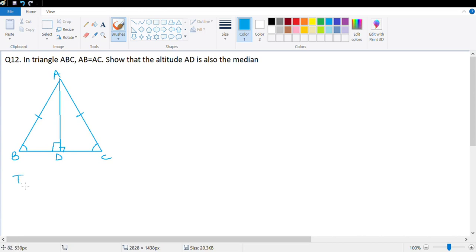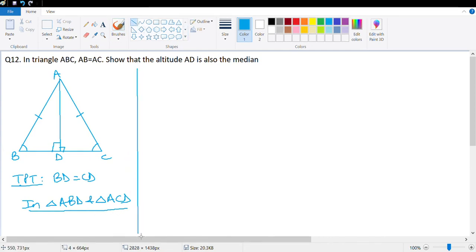So to prove that BD is equal to CD, in triangle ABD and triangle ACD, we have one right angle equal, we have hypotenuse equal, we have one side equal. We have one right angle equal, we have one angle equal. So whichever method we use, we should be able to get the answer. Both the options are possible, AAS as well as RHS.